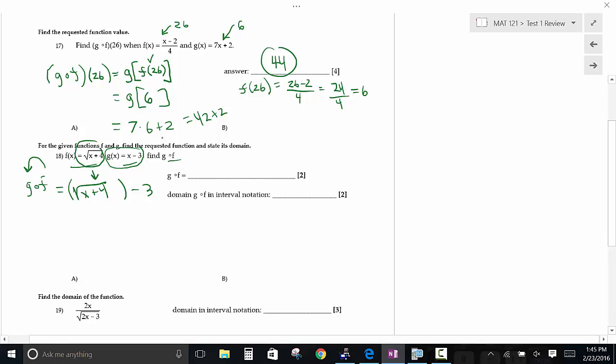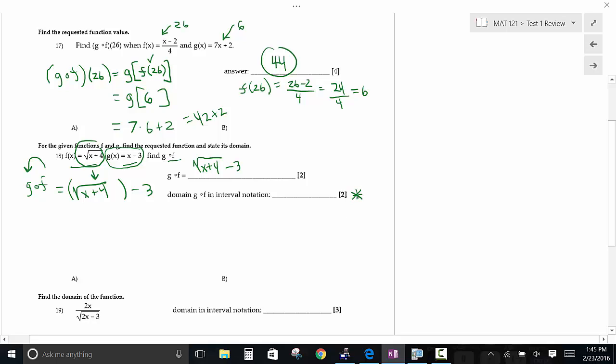You can't put the 4 and 3 together. I've seen students do that before. How come you can't put the 4 and 3 together? Well, that's in a radical. That's not in a radical. So the answer is really just going to be x plus 4 minus 3. That's your composition of functions. So there's not much working out after you plug it in. Sometimes there's things to work out. Sometimes there isn't.